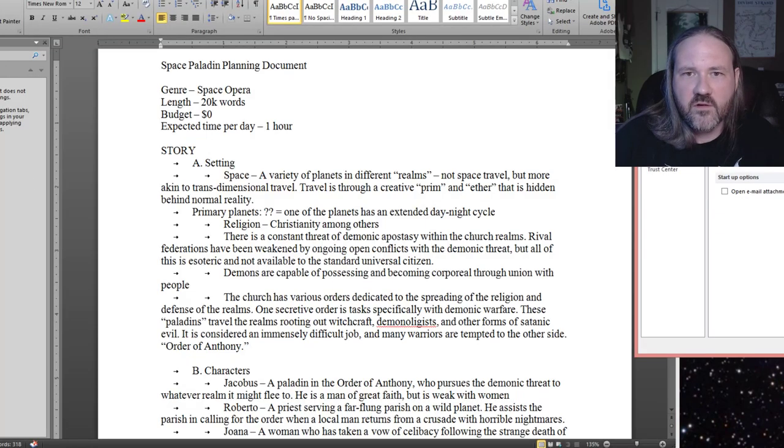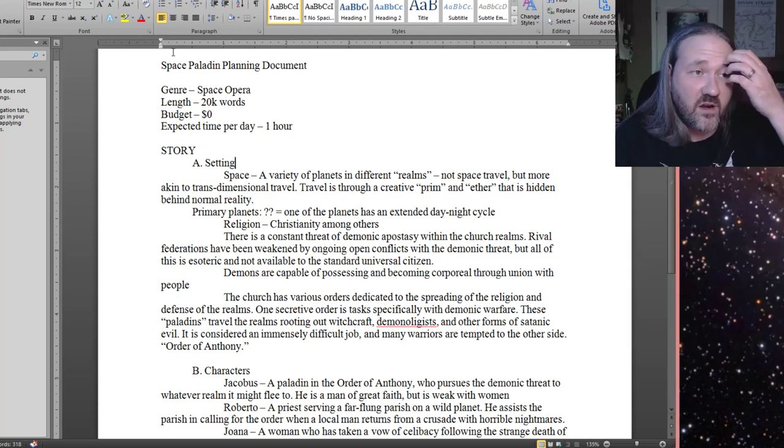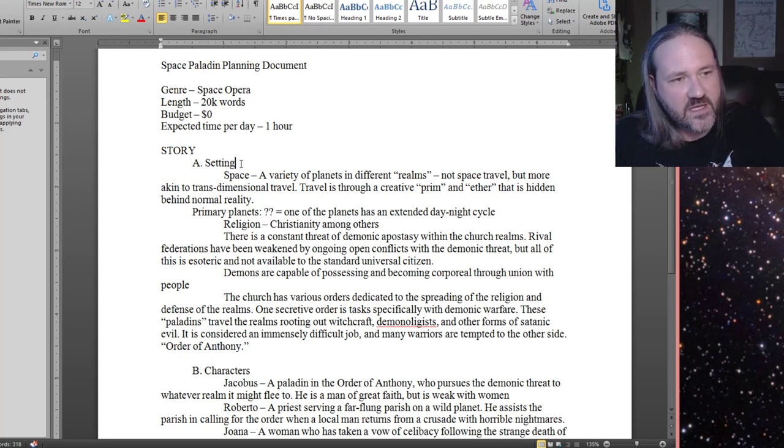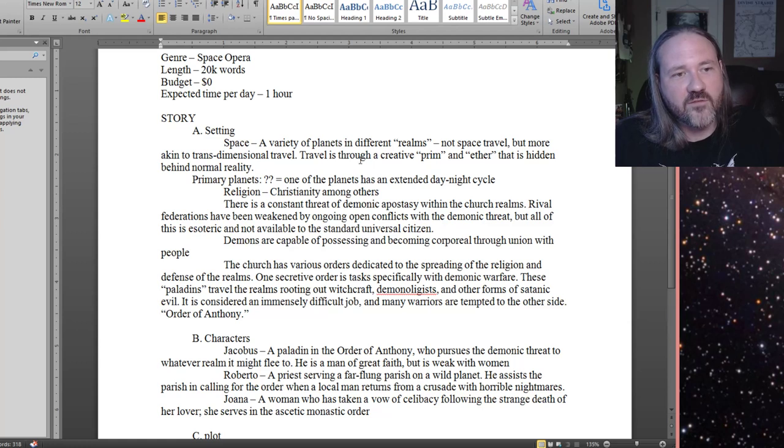let's turn off tabs. I usually show tab characters to keep track of where tabs actually are, because it's better to use indents. Anyway, it's space, it's going to be sci-fi, a variety of different planets or realms.